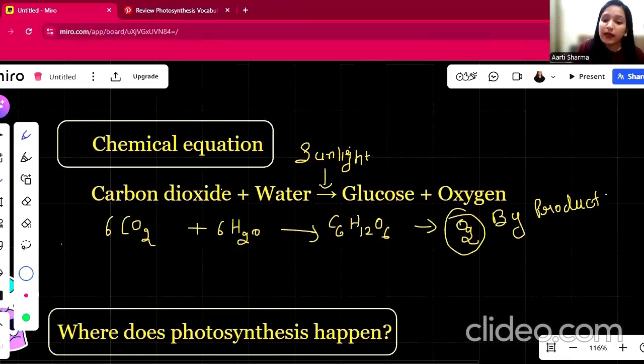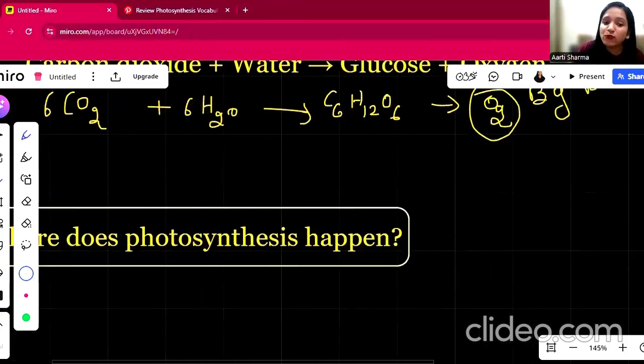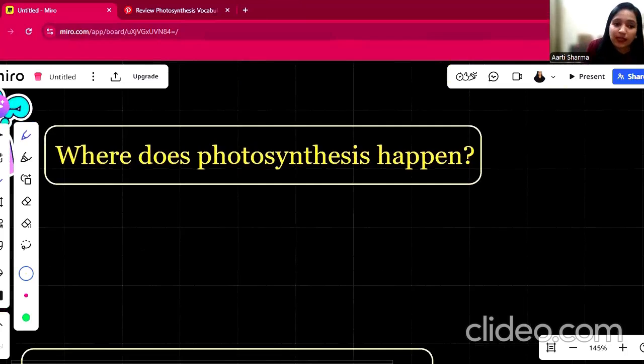So now, another question is coming in front of us, which is exactly where does photosynthesis happen? Where does photosynthesis happen? Can anybody make a guess? On the leaf. Okay, so on the leaf. I told you we have some special component that is going to be helpful for absorbing sunlight, water, and carbon dioxide. So now it's time to discuss all of that.